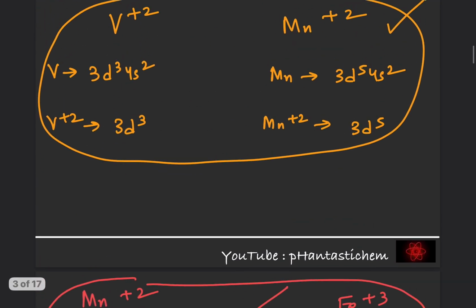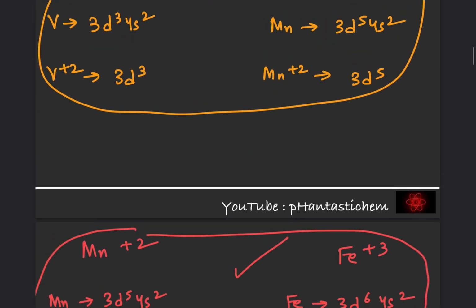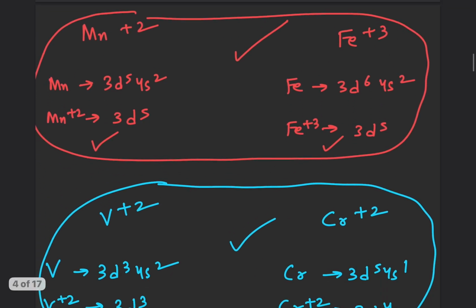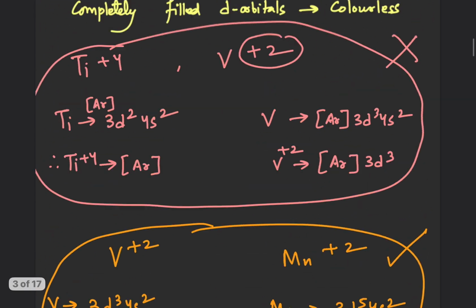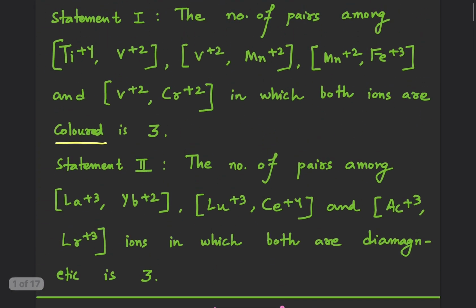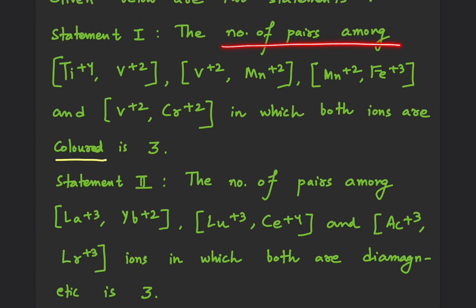So therefore, there are 3 such pairs: 1, 2, and 3. So statement 1 says that the number of pairs among this, and this in which both ions are colored is 3. Yes, this is a correct statement. True.